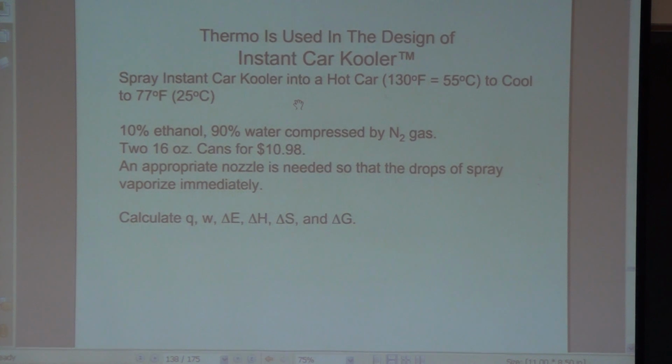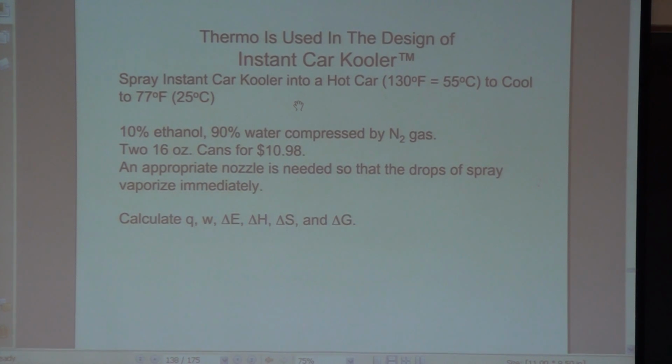Two 16-ounce cans, basically a little bit of ethanol and water and nitrogen, for $10.98. And then maybe the cost is because you need an appropriate nozzle so that the drops of spray vaporize immediately upon spraying into the hot car. So how would you calculate work, heat, delta E, delta H, delta S, and delta G for this process?